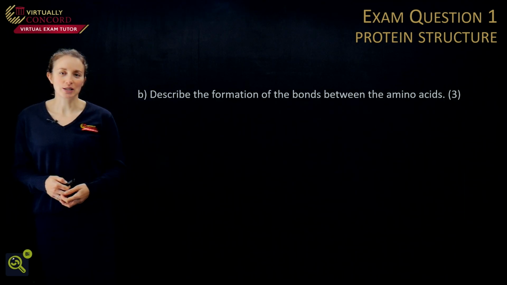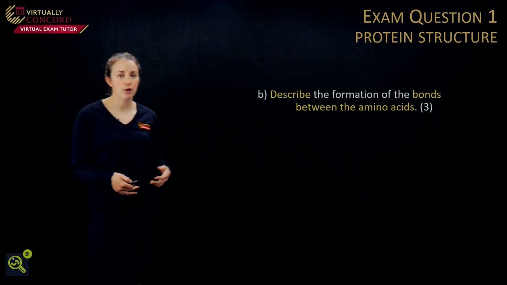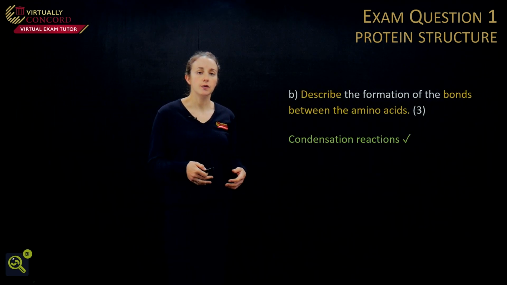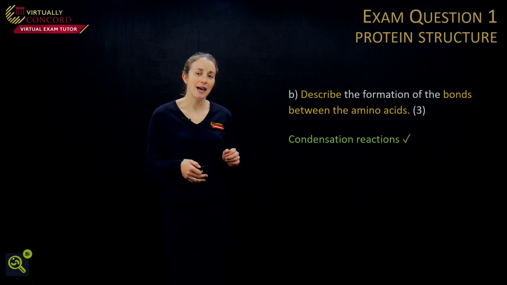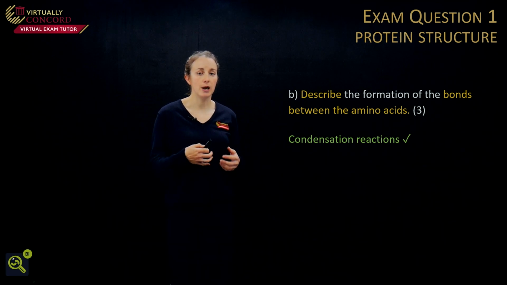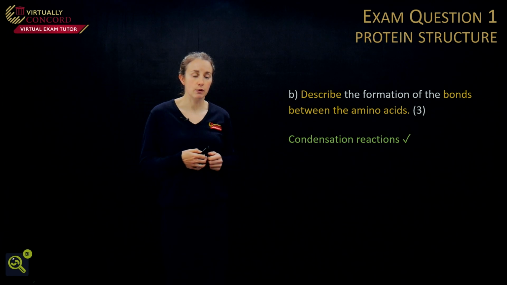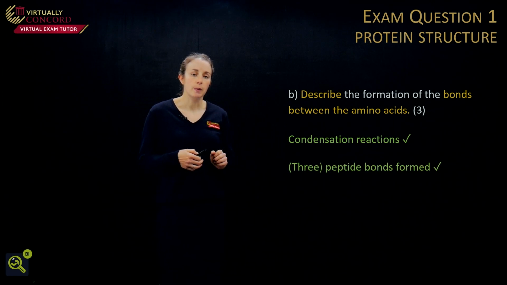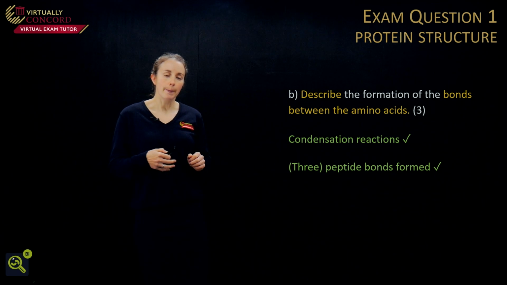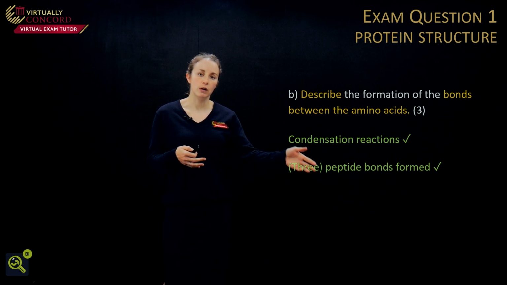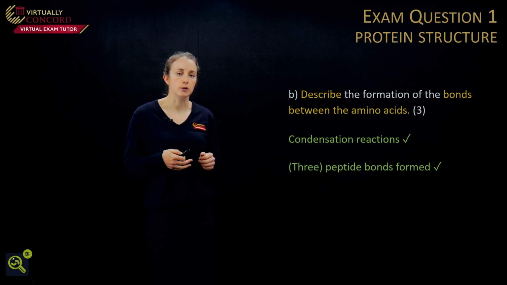So the second part of this question asks you to describe the formation of bonds between the amino acids, and there are 3 points on this mark scheme. So the first one is condensation reactions, and any time you are talking about building up reactions, building larger molecules from smaller molecules, you really do need to be referring to that phrase condensation reactions. The second marking point is for talking about the peptide bonds that are formed, and because it was a tripeptide, you really ought to be saying that there are 3 peptide bonds formed.